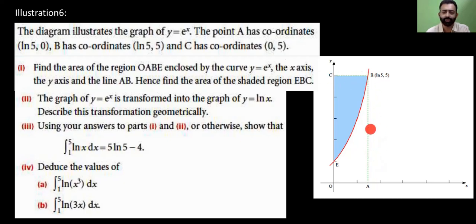So this length is 5. This length is ln 5. Find the area of the region OABE, that is O, A, B and E. This area means the unshaded part we have to find out, enclosed by the curve y is equal to e raised to power x, the x-axis, the y-axis and the line AB, this part. Hence, find the area of the shaded region EBC. This area we have to find out.